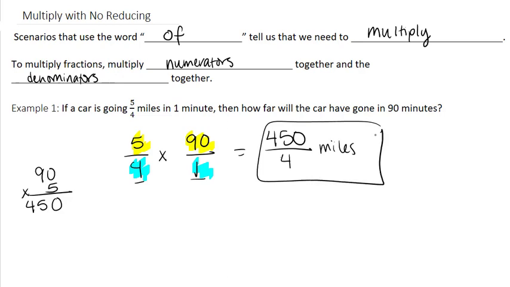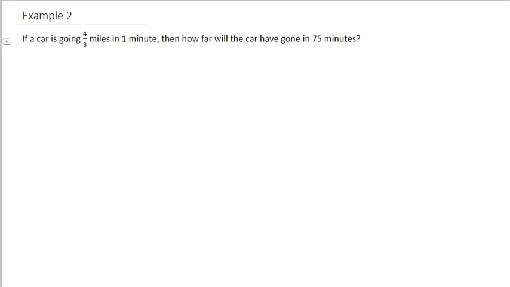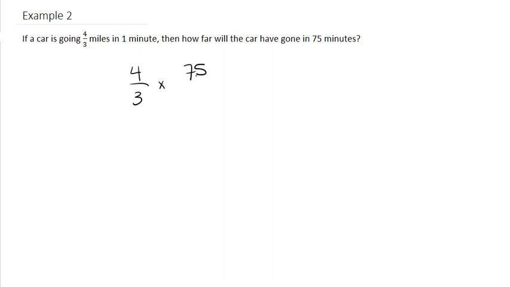Let's do another example. If a car is going 4 over 3 miles in 1 minute, how far will the car have gone in 75 minutes? Once again, we're multiplying. We have 4 thirds, and we're going to multiply by 75 over 1. We'll do the same thing by putting it over 1, and we're going to multiply the numerators together and then the denominators together. So now we have 75 times 4.